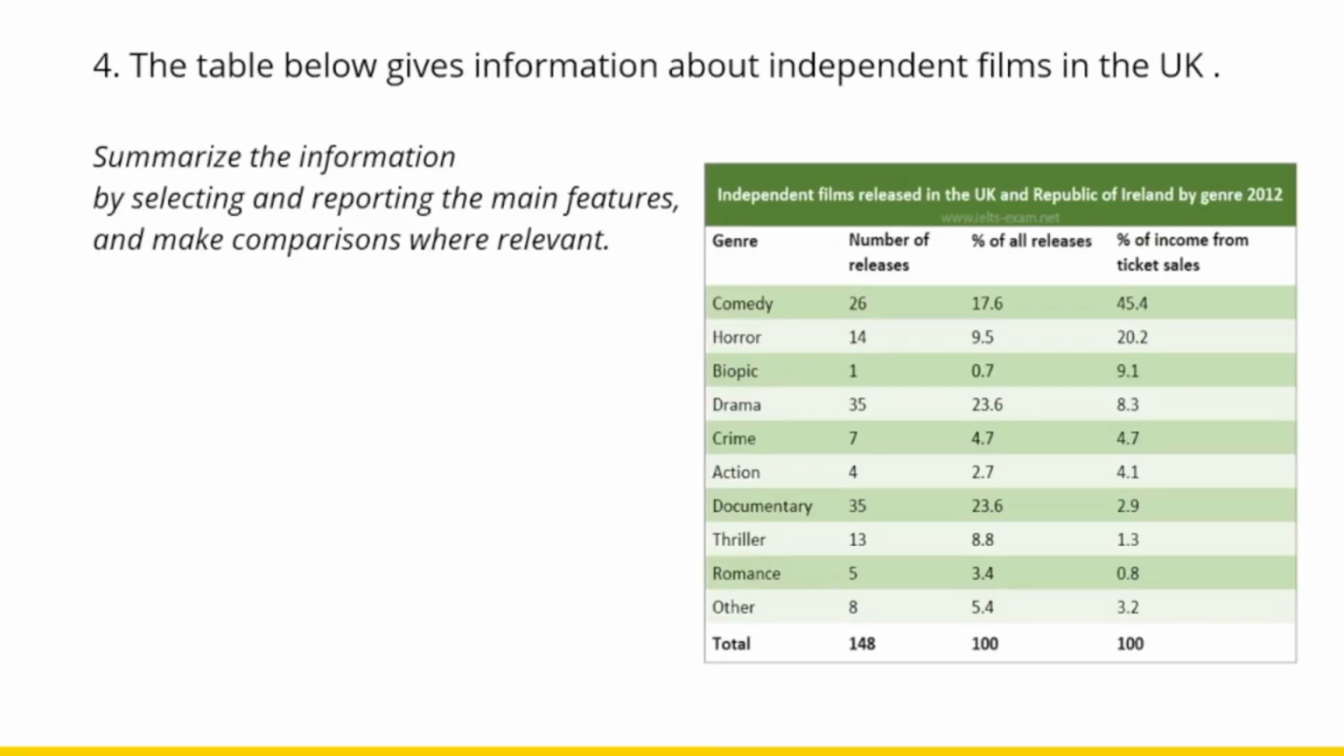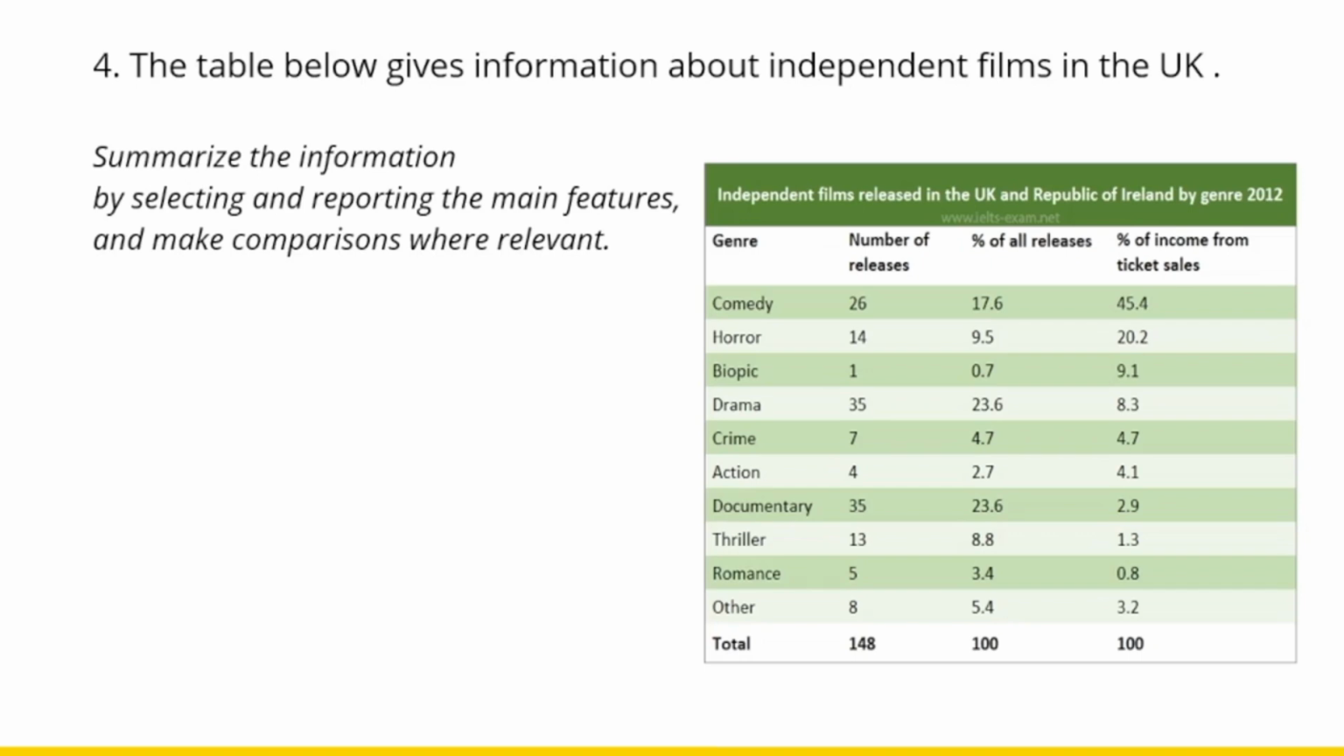And here we have our last graphic, which is a table chart, and you have to do exactly the same things that we discussed earlier, but let's review a little bit about this type of graphic. So we have our topic that states the following. The table below gives information about independent films in the UK. Make sure you read that, and then next go ahead and try to identify the most important details and analyze the graphic. So here we have the title, Independent Films Released in the UK and Republic of Ireland by Genre 2012.